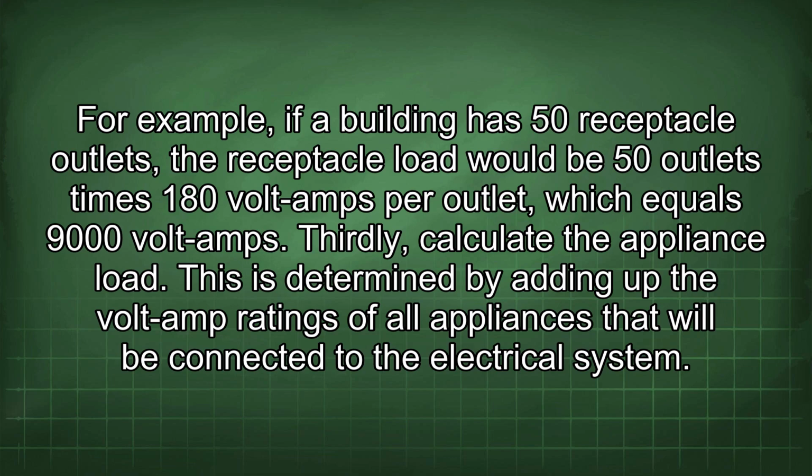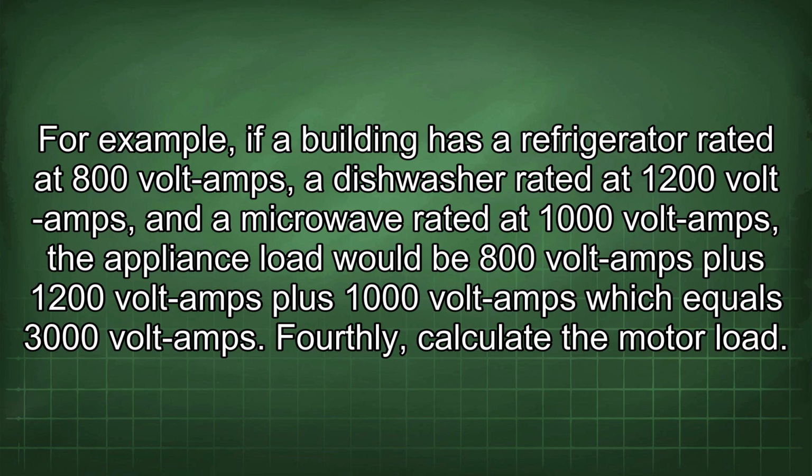Thirdly, calculate the appliance load. This is determined by adding up the volt amp ratings of all appliances that will be connected to the electrical system. For example, if a building has a refrigerator rated at 800 volt amps, a dishwasher rated at 1200 volt amps, and a microwave rated at 1000 volt amps, the appliance load would be 800 volt amps plus 1200 volt amps plus 1000 volt amps, which equals 3000 volt amps.